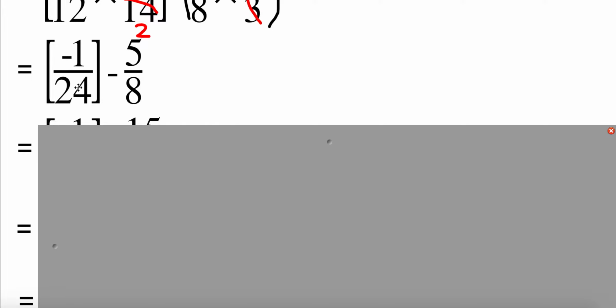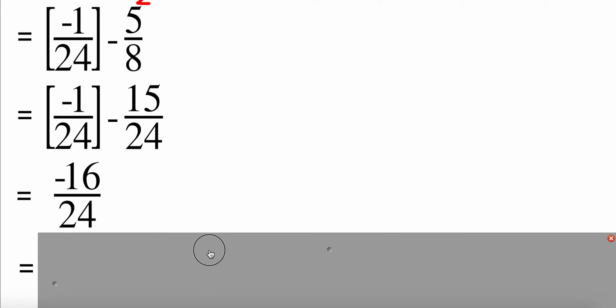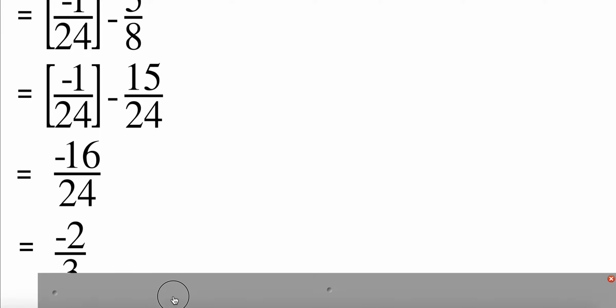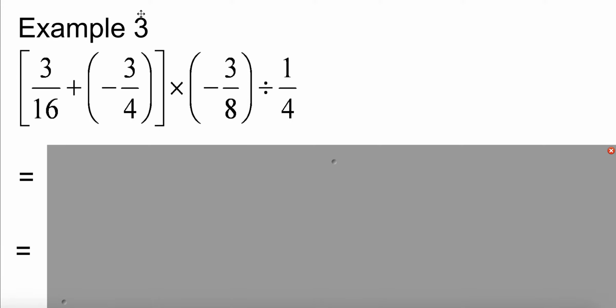Common denominator here is 24, because I can do 8 times 3. So that's going to be 8 times 3 is 24. Got to do the same on top and bottom. So we get 5 times 3 is 15. And we get negative 16 over 24, which after we put them together, we can reduce that to negative 2 over 3. Alright, last one.